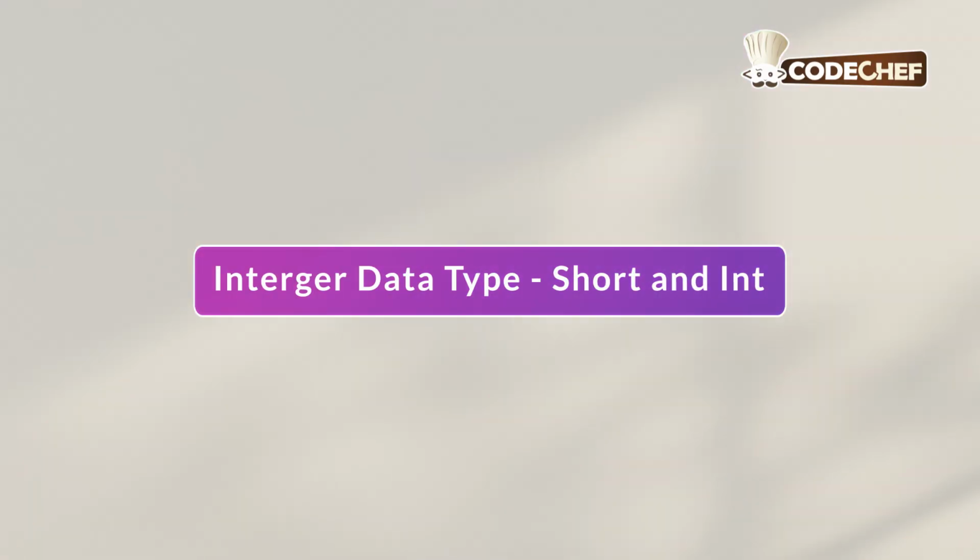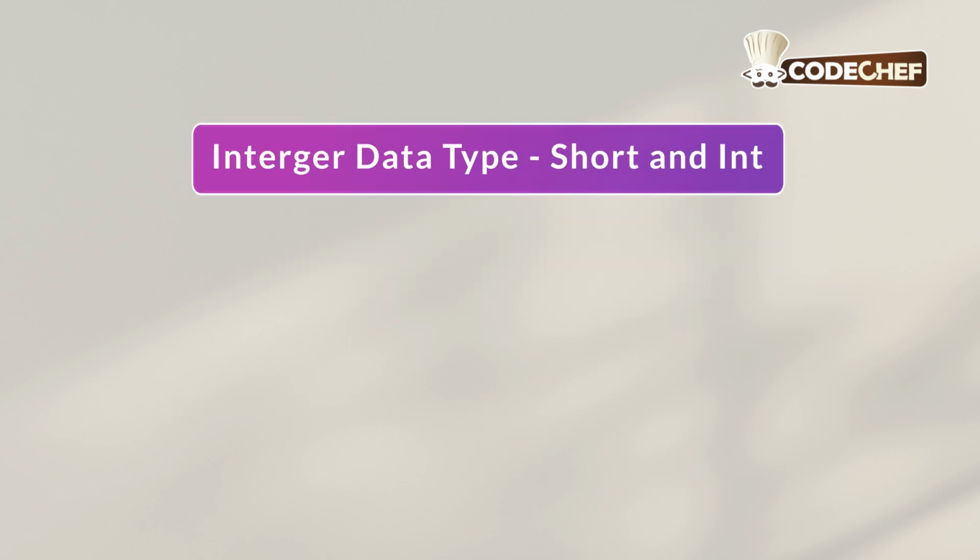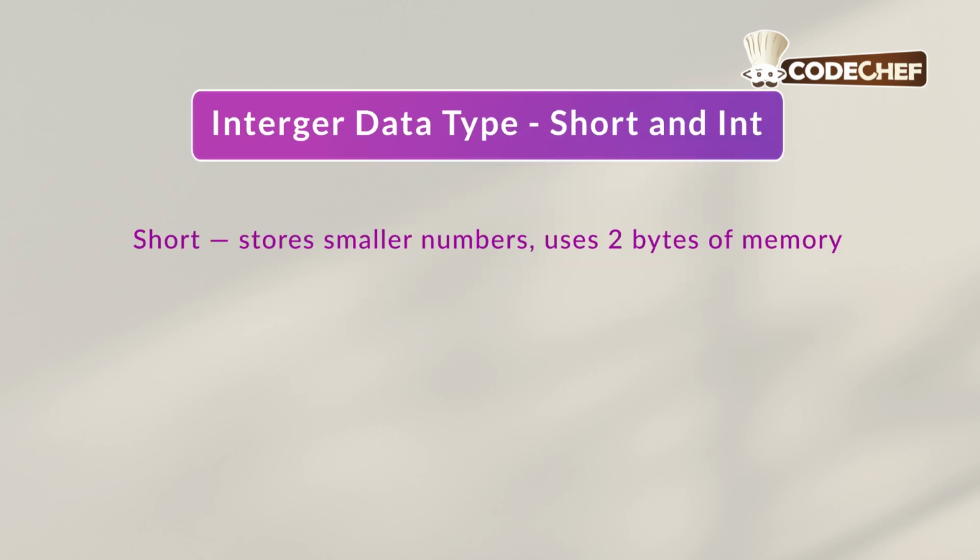Now let's talk about different types of integers. Not all numbers need the same amount of storage space, so C gives us different options. The two most common types of integers are short, which stores small numbers and uses 2 bytes of memory, and int, which stores large numbers and uses 4 bytes of memory. Now let's see them in action.